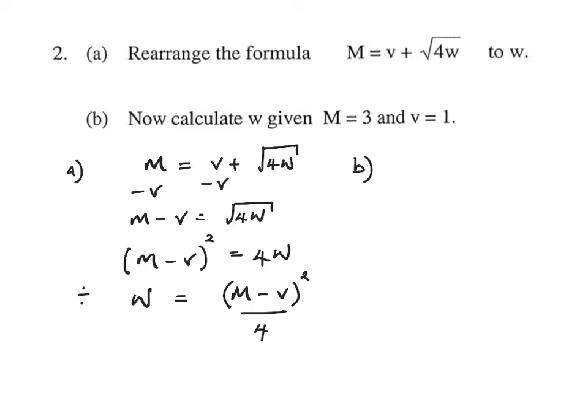Part B, calculate the value of w. Well, w equals m take away v, so it's 3 take away 1 all squared. 3 minus 1 is 2, 2 squared is 4.